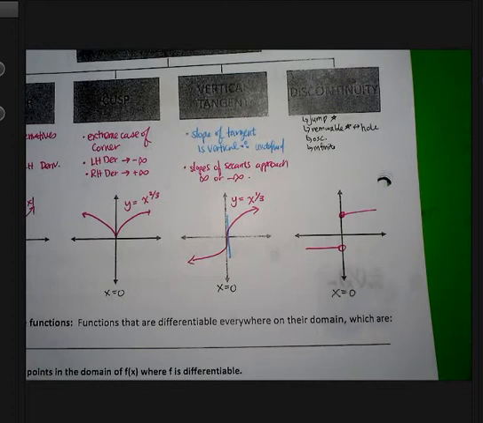What's the problem with those? If it's not continuous, why would it not be differentiable? The limit doesn't exist. Well, yeah, the left-hand limit does not match the right-hand limit, or the limit doesn't exist. So if the limit doesn't exist, then can we have a derivative there? No.